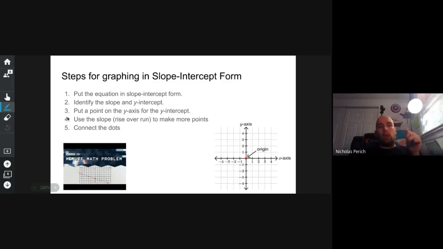Step 1 of graphing is you put your equation in slope-intercept form. Step 2 is you identify the slope and the y-intercept. Step 3, you put a point on the y-axis for the y-intercept. Step 4, use the slope, which is the rise over run, to make more points. And step 5, connect the dots. Let's actually see a problem in action.